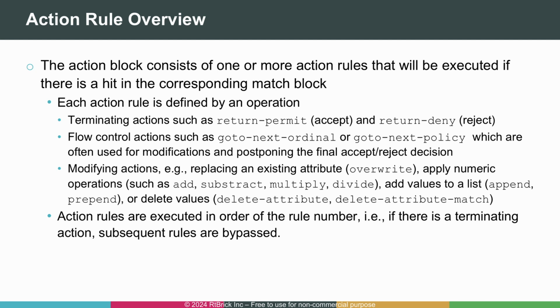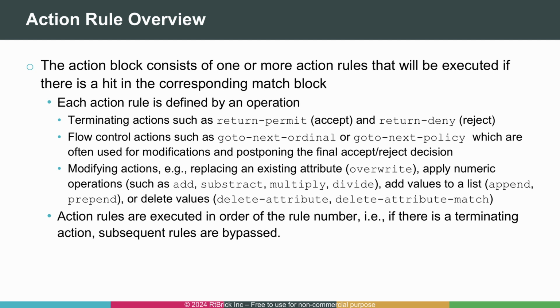First, terminating action operations. As the name suggests, these operations end the evaluation of a route or object. They either accept the object with a return permit instruction or reject it using return deny. Second, flow control operations. Sometimes, after matching an object, we might want to delay the decision to accept or reject. In this case, flow control operations like goToNextOrdinal or goToNextPolicy are used to continue the evaluation process.